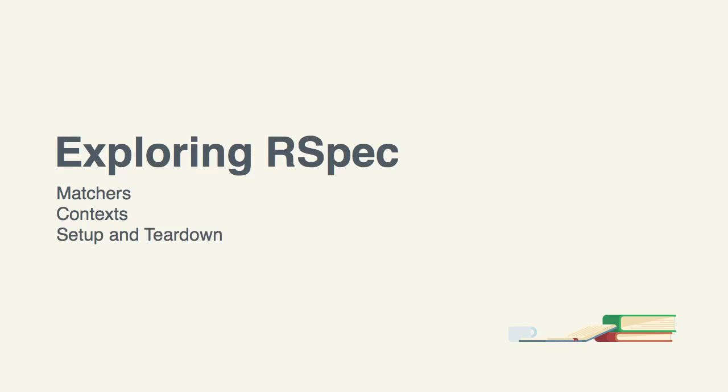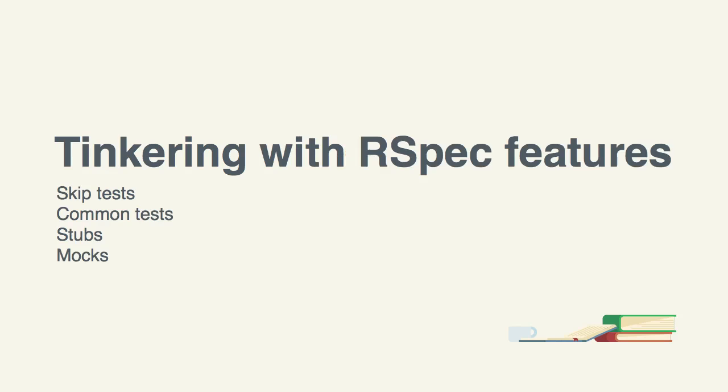We'll talk about the different matchers that you can use to perform assertions, different ways of specifying contexts, and using filters, and so on. After that, we're going to tinker with RSpec's features. There are some things about RSpec that make it so valuable, such as Stubs and Mocks, which allow you to simulate behavior or state. And then we're going to explore the ideas of skipping tests, sharing common tests between different scenarios, which make for a more focused kind of development.